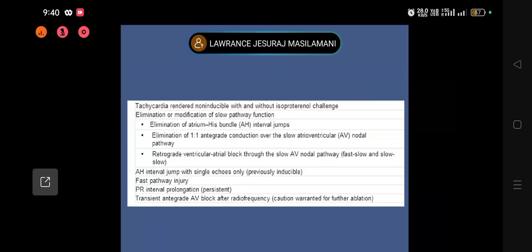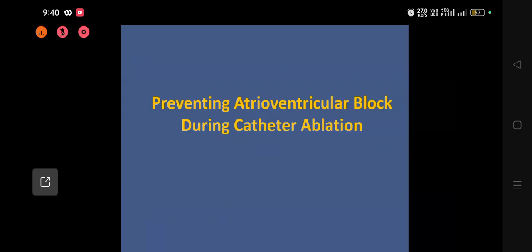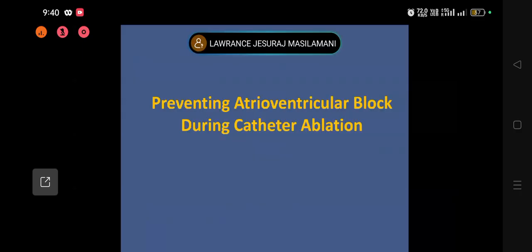If you have a fast pathway injury, your PR is prolonging and you get an AV block, you stop immediately. You get a PR prolongation which is persistent. Sometimes you get a PR prolongation because your catheter hits this area, you leave it. Otherwise, you stop. A transient AV nodal block after radio frequency: if you have delivered radio frequency and you see a transient AV nodal block during or after AV ablation, you just make sure you stop it. Preventing AV block is very important.